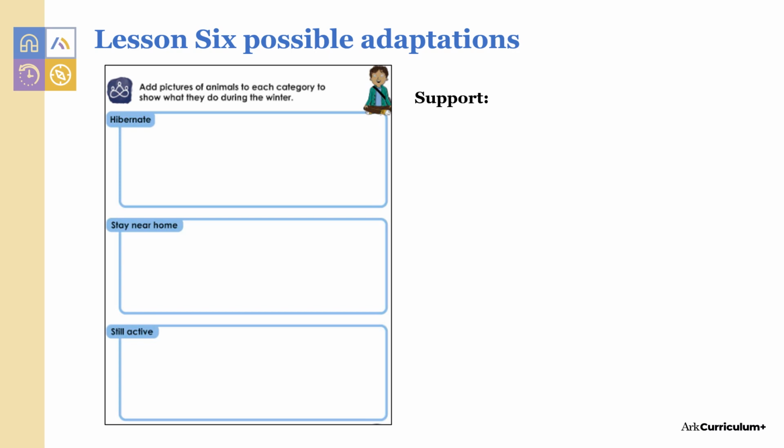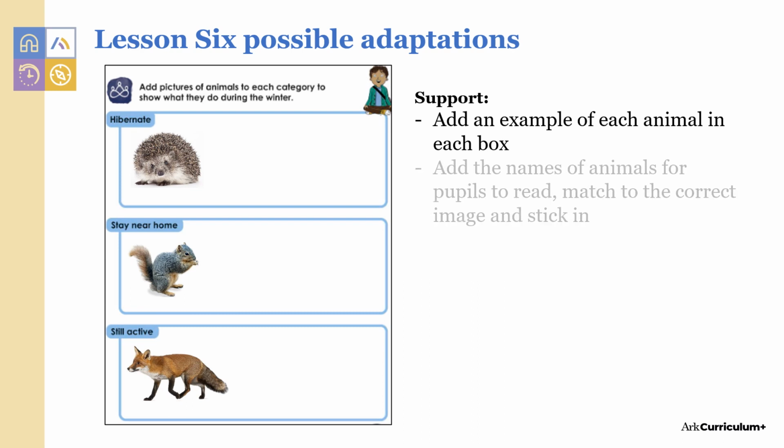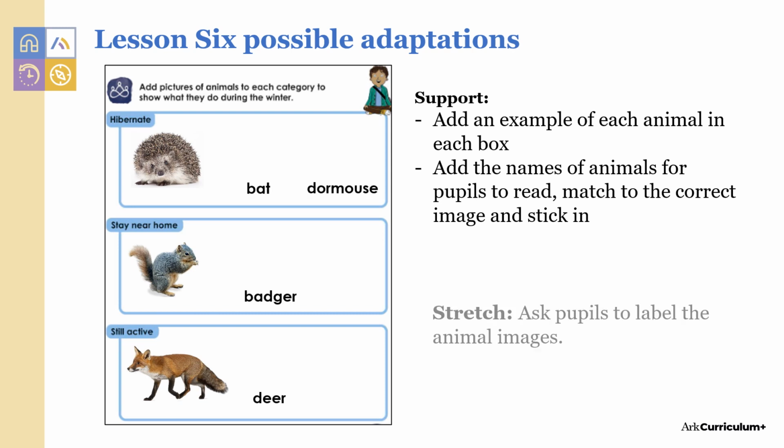In Lesson 6, pupils need to add pictures of animals to each category to show what they do during the winter. Support pupils by adding an example of each animal in each box. You could add the names of animals for pupils to read, match the correct image and stick in. And stretch pupils by asking them to label the animal images.